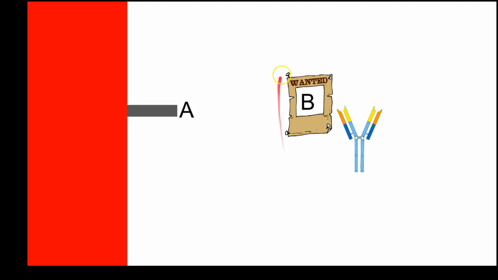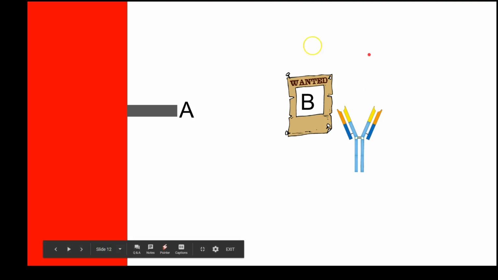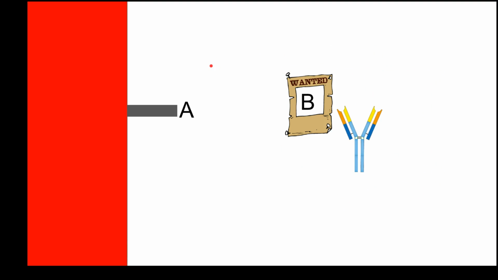But you also notice this guy over here. This is what we call an antibody. Now, this antibody is part of your immune system, and you'll notice it's holding this wanted sign that says wanted B. And that's because this antibody's sole purpose in life is to find that glycolipid tag that says B on it and mark that cell for destruction.